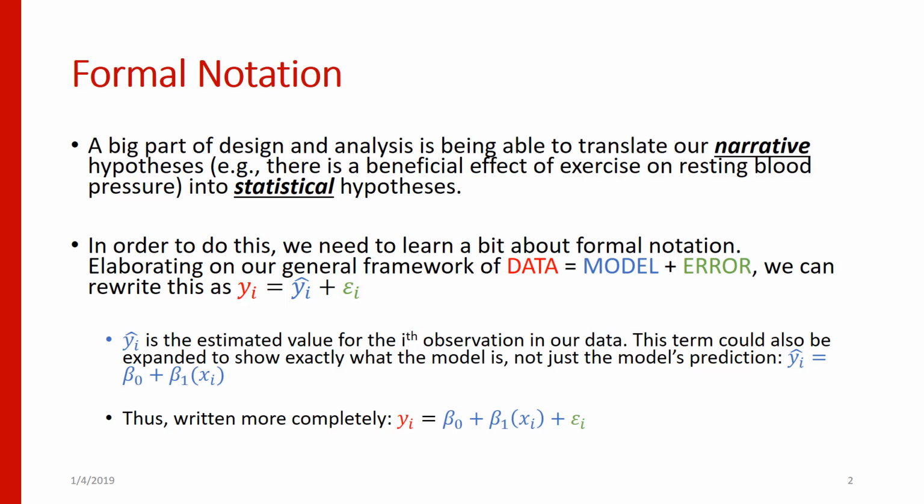So a big part of design and analysis is being able to translate our narrative hypotheses, for instance, that there is a beneficial effect of exercise on resting blood pressure, into statistical hypotheses, right? And actually being able to say formally, what is the statistical test that corresponds to that hypothesis? And how do I write that down as a formula? And then how do I test it in practice?